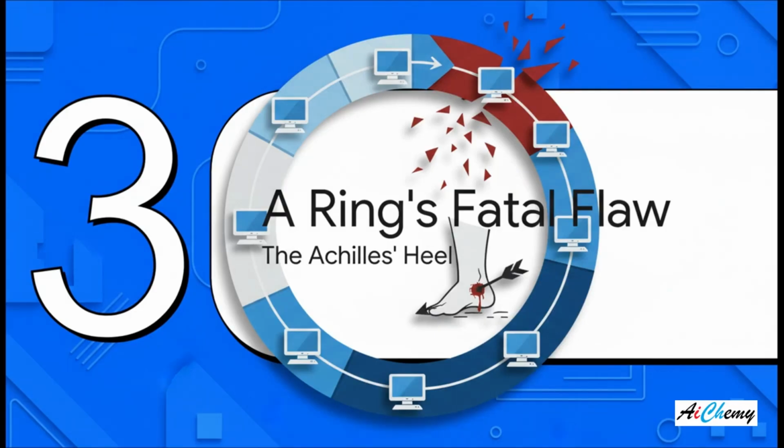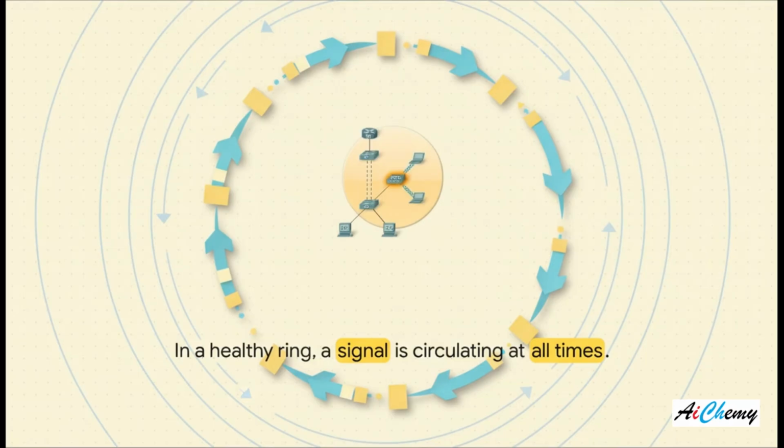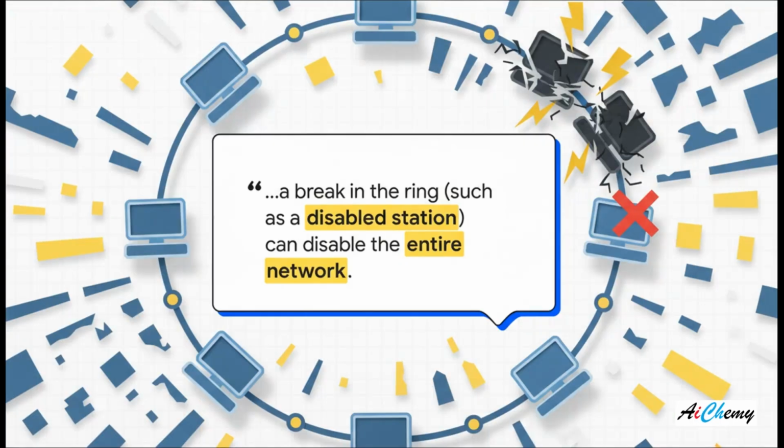But for all its simple elegance, this orderly design has a massive vulnerability. It's a true Achilles heel, one that can bring the entire system to a grinding halt. Now, in a perfect world, this is what you get. Our source material points out that in a healthy ring, a signal is circulating at all times. It's this efficient, continuous flow of data just moving predictably from one device to the next. It's beautiful. But what happens when things aren't so perfect?